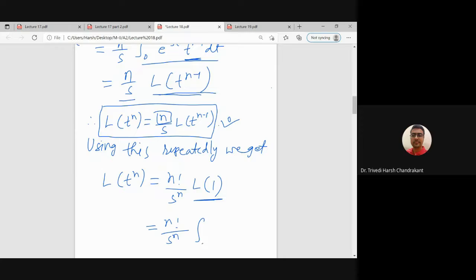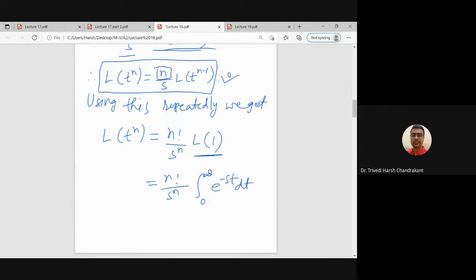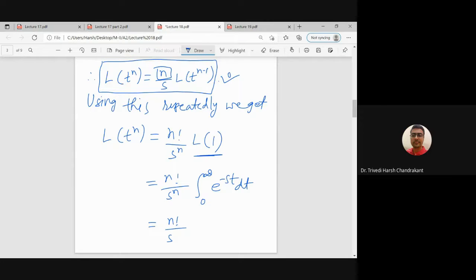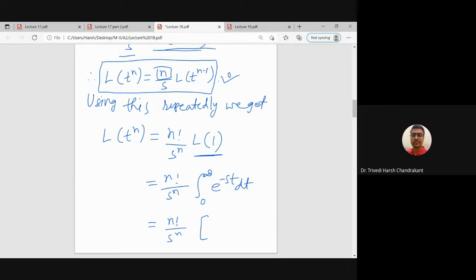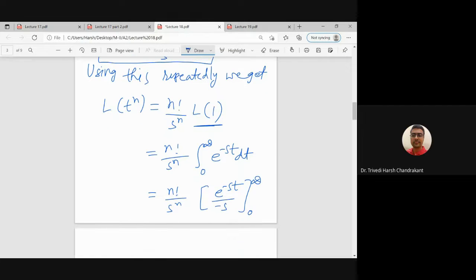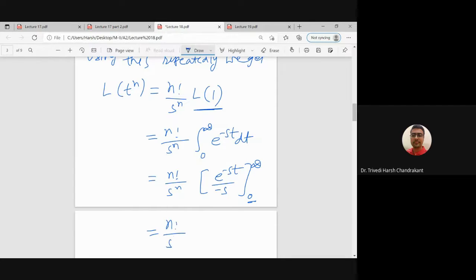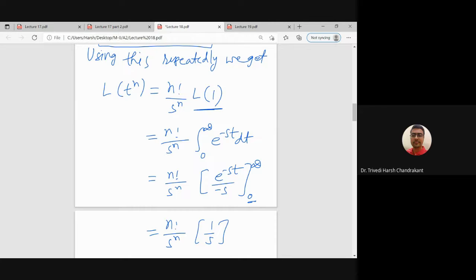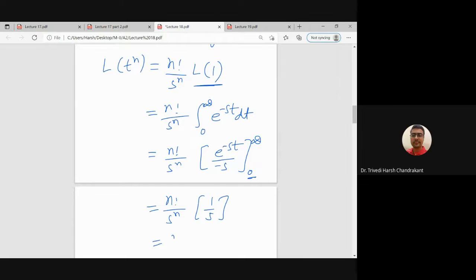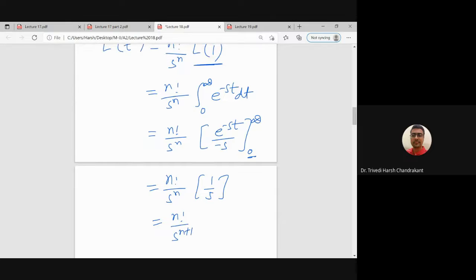The Laplace transform of 1 is the integral of e power minus st times 1 dt. This is a simple function to integrate. The integral of e power minus st is e power minus st by minus s, from 0 to infinity. When we substitute this limit, again the same thing we will use. If s is positive, e power minus s times infinity is 0, and when we substitute 0, minus minus will be plus, and e power 0 is 1, so we get 1 upon s. So essentially the final answer will be n factorial divided by s power n plus 1.